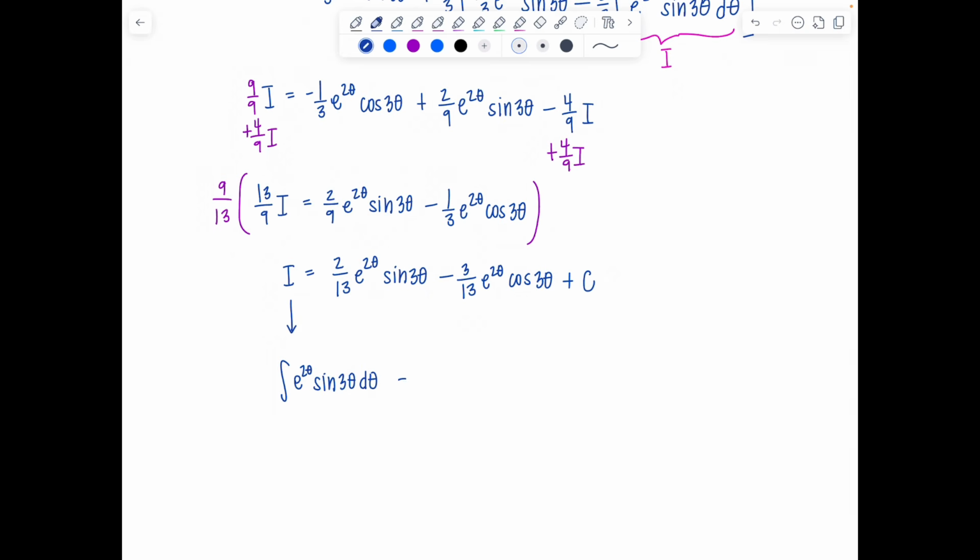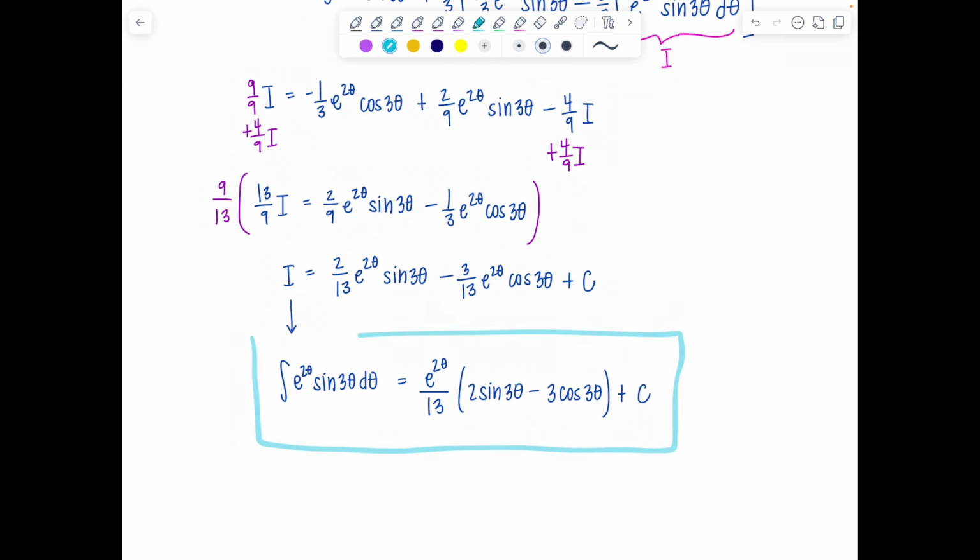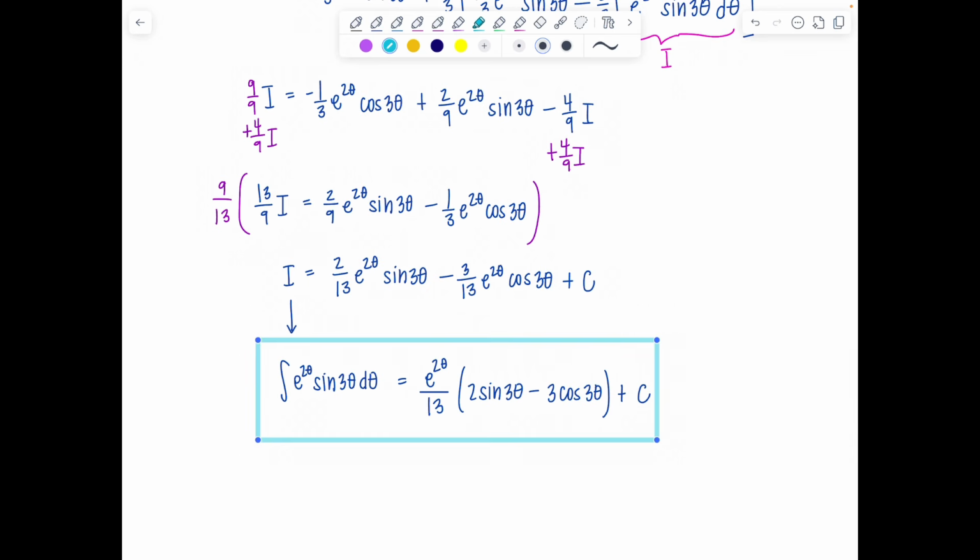That's very classy. Also, we can factor out e to the 2 theta over 13, right, from both terms, and then you can write 2 sine 3 theta minus 3 cosine 3 theta plus c. That just really seals the deal. This is someone who just cares to go that extra mile and make it so lovely and perfect.